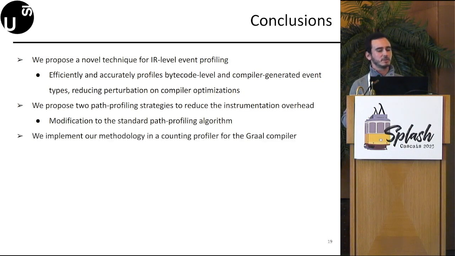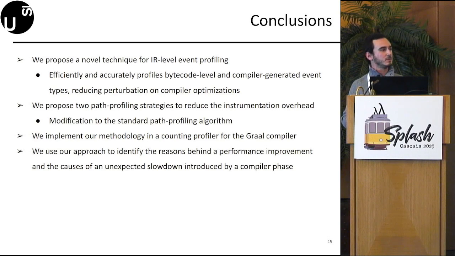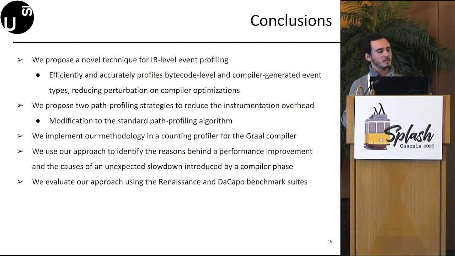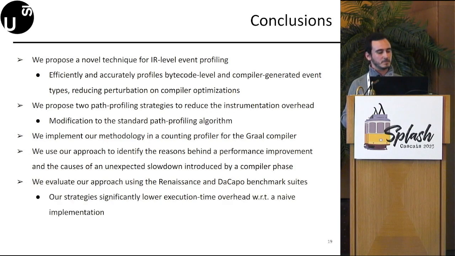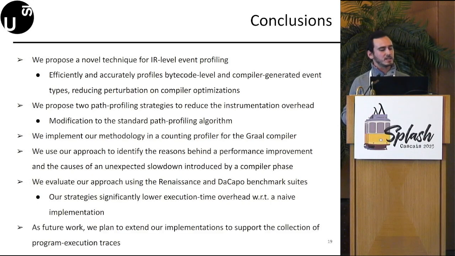We implement our methodology in an accounting profiler for the Graal compiler, and we use our approach to identify the reasons behind the performance improvement and the causes of unexpected performance slowdown introduced by compiler phases. We evaluate our approach using the Renaissance and the Dacapo benchmark suites. Our experimental results show significantly lower execution time overhead with respect to an AST-based implementation. Finally, as future work, we plan to extend our implementation to support the collection of program execution traces.